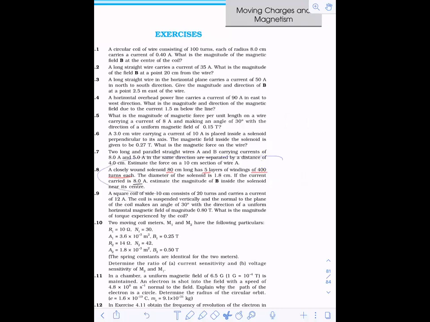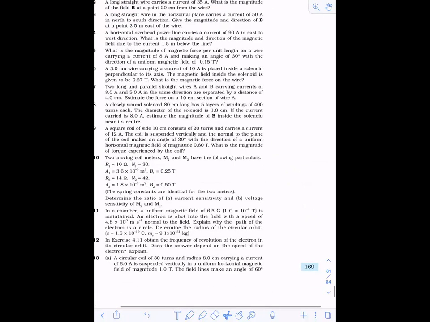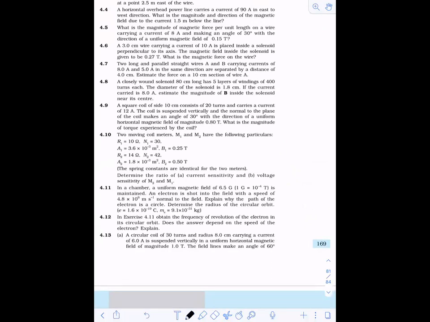So let us see question number 9 now. They're asking what is the magnitude of the torque. So we know that what is the value of torque? Torque is written as tau is equal to M cross B. What is M here? M is magnetic moment. So NIA into B into sine of theta.